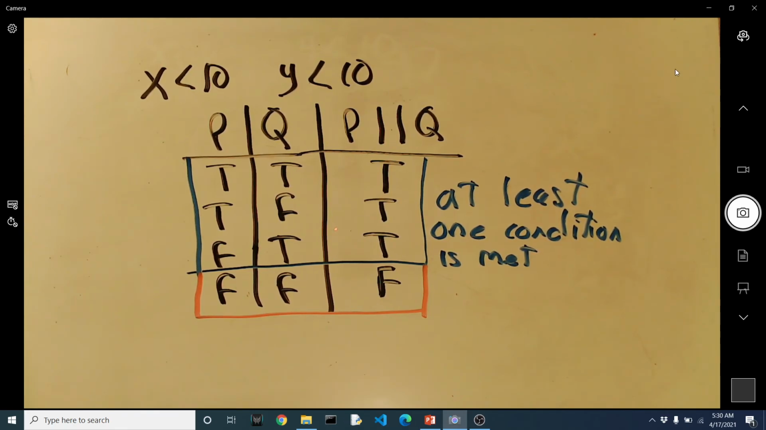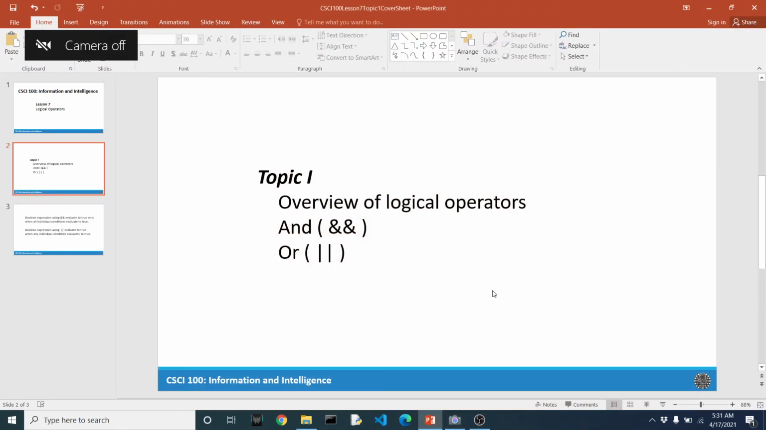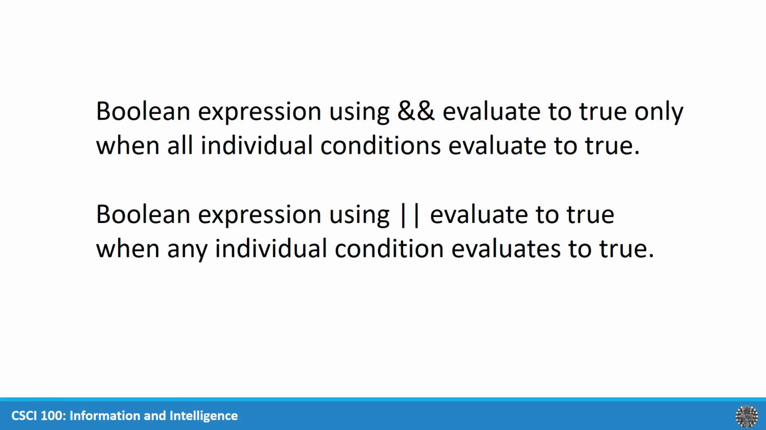All right, so let's go back to our presentation and review what we have. We discussed the logical operators and and or, which are words that are used in our natural language. Hopefully you're able to pull from that when writing your decisions in programming. Just as a quick review, the and operator only evaluates to true when all the individual conditions evaluate to true. And the or operator evaluates to true when at least one of the conditions evaluates to true.